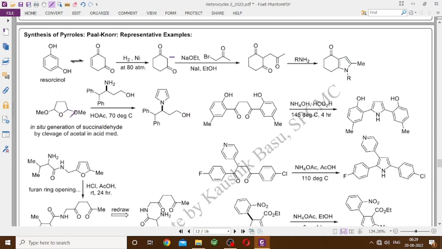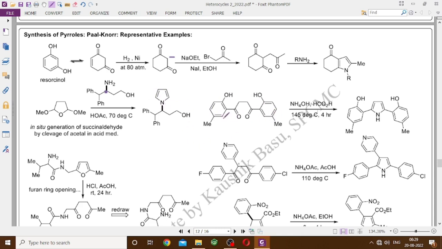This molecule is the bis-acetal form of succinaldehyde. If you treat this with a mild acid like acetic acid, then it will open up. Under this reaction condition, this will open up and give you succinaldehyde. Succinaldehyde is a 1,4-dicarbonyl. When treated with amines such as this, the stereocenter of this amine molecule will be preserved, the nitrogen will be incorporated in the ring, and we will get an N-substituted pyrrole.